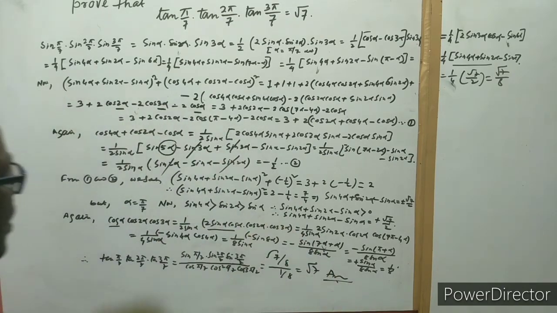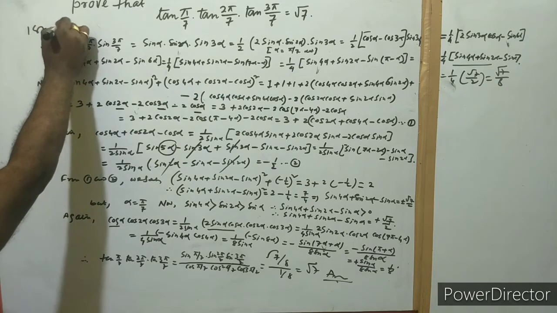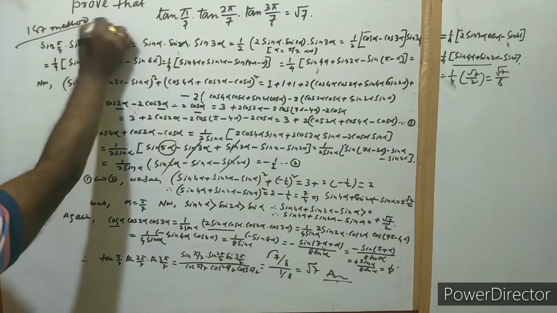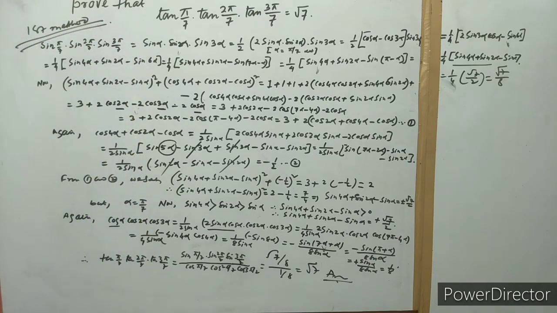Okay, so this is the use of trigonometry. The value of that is root 7 only. Okay, now see the solution carefully. Now we proceed to this is the first method, with the help of trigonometry. Now next procedure we have to follow the theorem equation. Okay, see carefully.